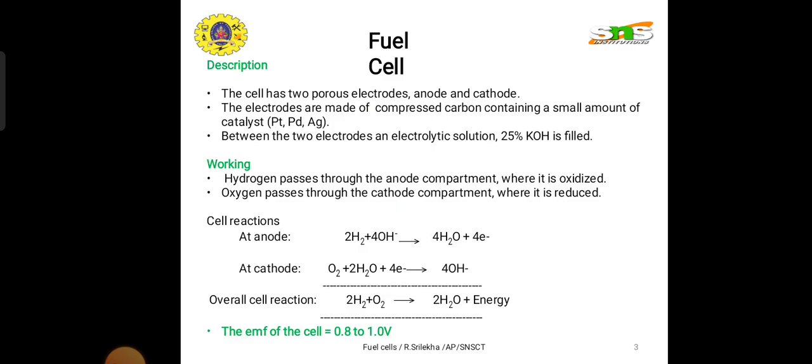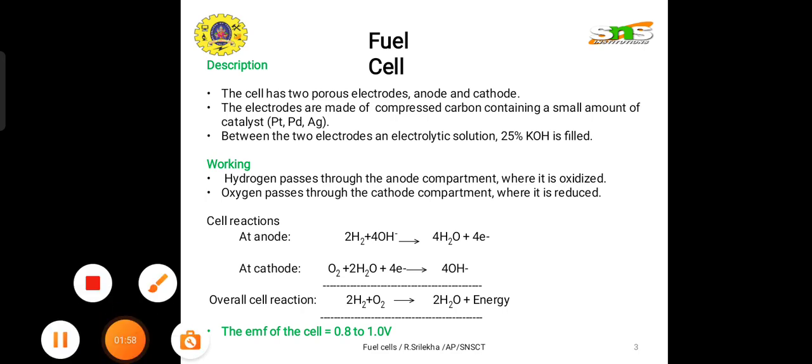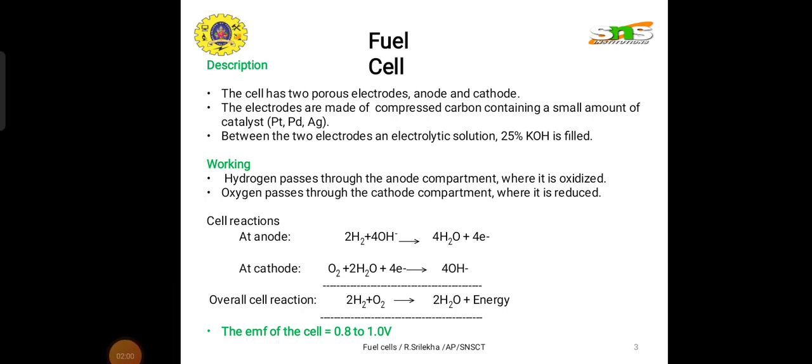Next, the description. The cell has two porous electrodes, the anode and the cathode. The electrodes are made up of compressed carbon containing a small amount of catalyst, platinum, palladium or silver. Between the two electrodes is an electrolytic solution, 25% KOH. When hydrogen passes through the anode compartment, it is oxidized, and the oxygen passing through the cathode compartment is reduced.